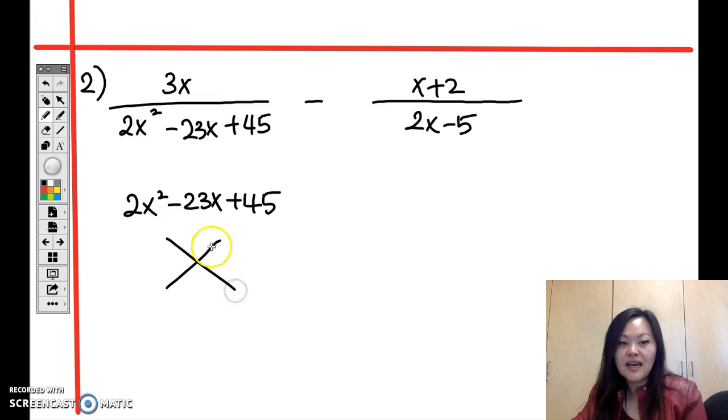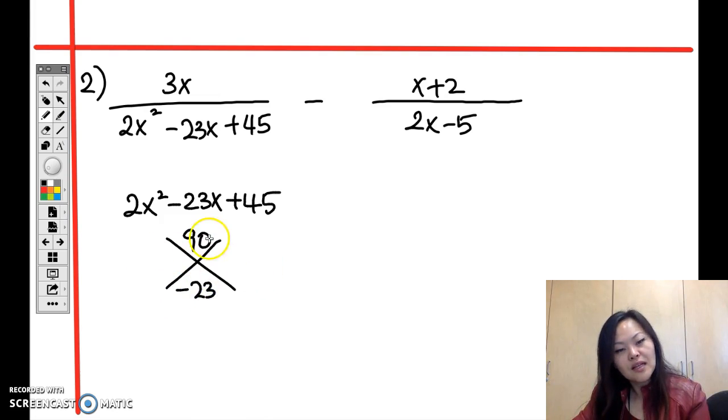That means we have to do the big X, right? So 2 times 45 is 90. Ooh, big number. The bottom, I'm going to put 23. What times what is 90 and what plus what is negative 23. So if this is positive on top and is negative at the bottom, I know that I need to find two numbers that are negative.